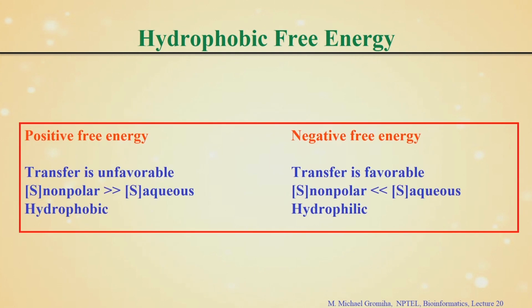So, if you have a positive free energy, the transfer is unfavorable. In this case, the solubility of non-polar is more. So, this gives the hydrophobic residues, and negative free energy, in this case the solubility is less for the non-polar, gives the hydrophilic residues. So, now we have the values for these amino acid residues, but for proteins we cannot directly measure the hydrophobic free energy. But if you look into the parameters that we discussed in the previous classes, solvent accessibility and hydrophobicity, what is the correlation?